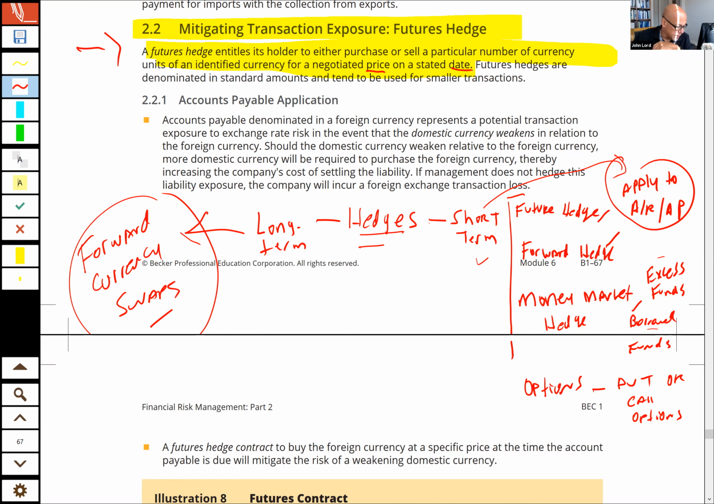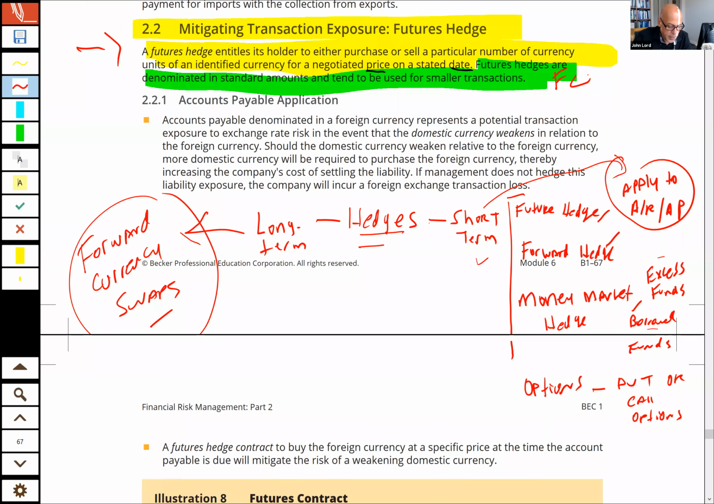Okay. And so let's just go ahead and take a look at this last part here. Future hedges are denominated in standard amounts and tend to be used for smaller transactions. Why don't you go ahead and just flashcard that, okay?